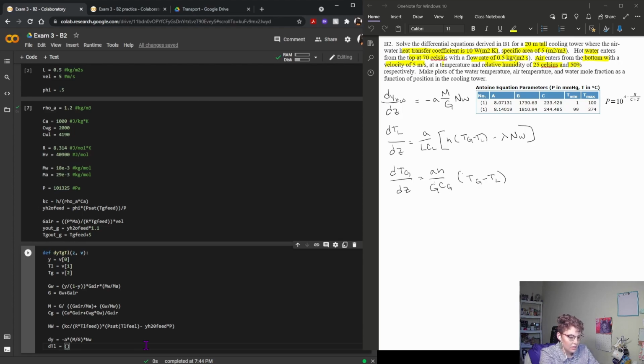And then we have our differential equation for the temperature of the liquid water, and that is the specific area divided by the liquid flow rate times the heat capacity of our liquid water, and then that is multiplied by the heat transfer coefficient times the difference between the two temperatures minus the heat of vaporization times the molar flux.